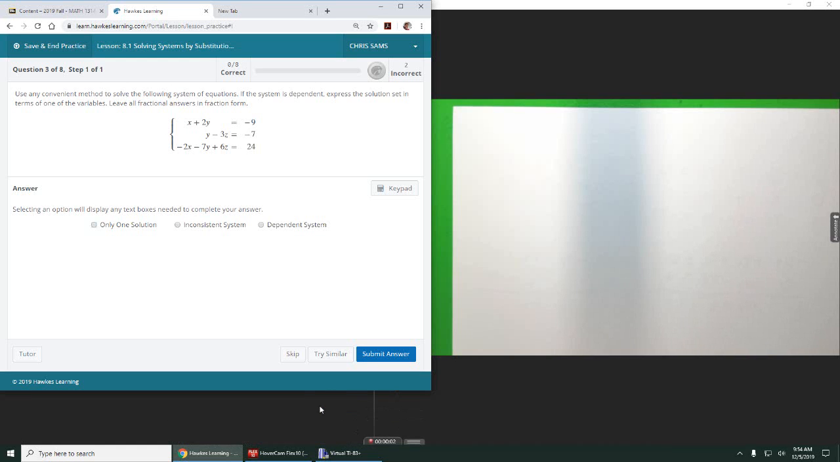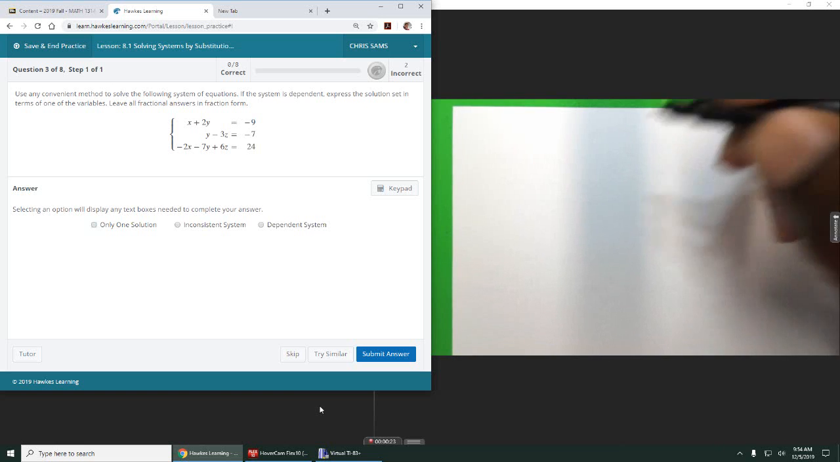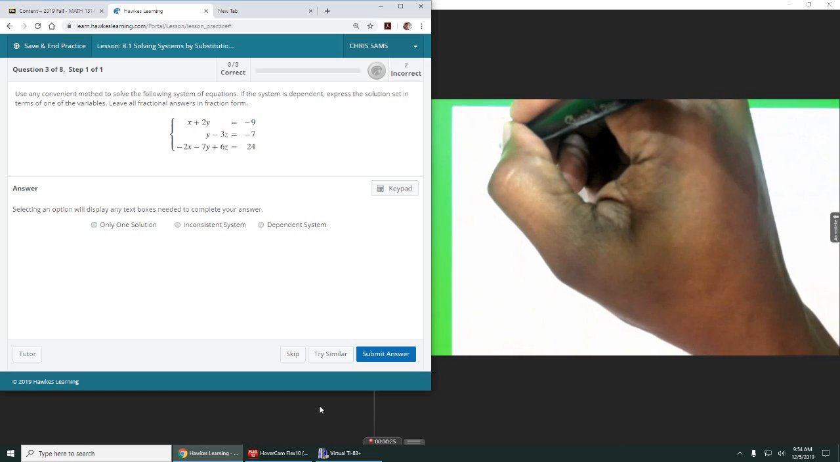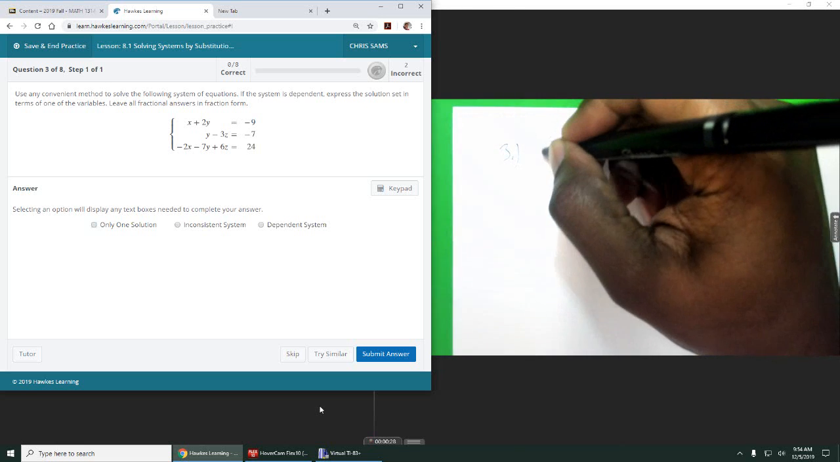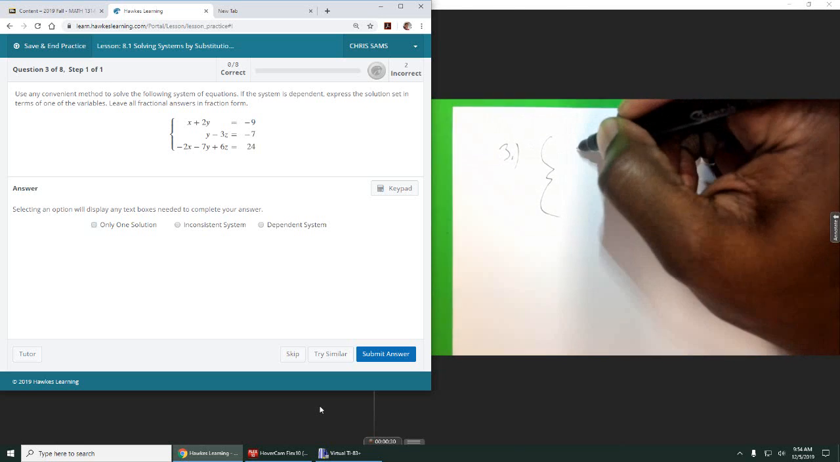All right, number 3, we have a system of 3 equations, and we're going to solve this 2 ways. We're going to solve it by hand, and then we're going to solve it by calculator to verify. This one will be probably pretty lengthy, considering the steps it takes to solve. So we're going to just start. I'm going to write these 3 equations down, and then we'll start solving.